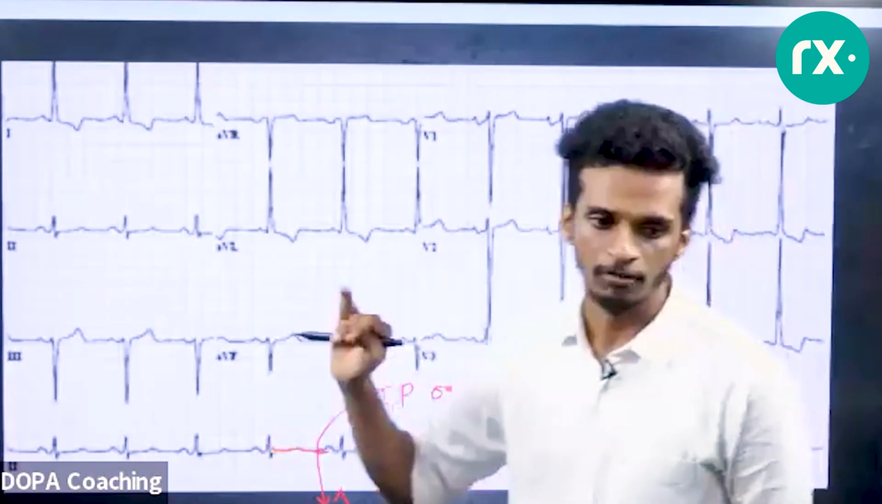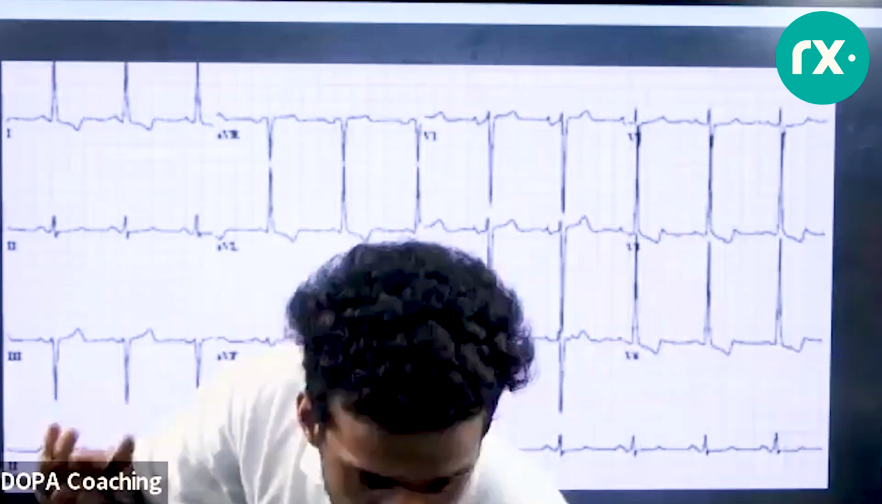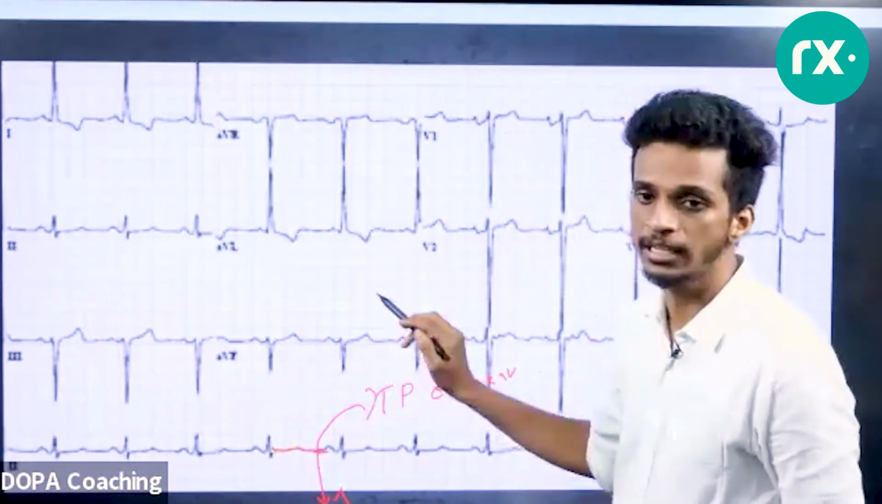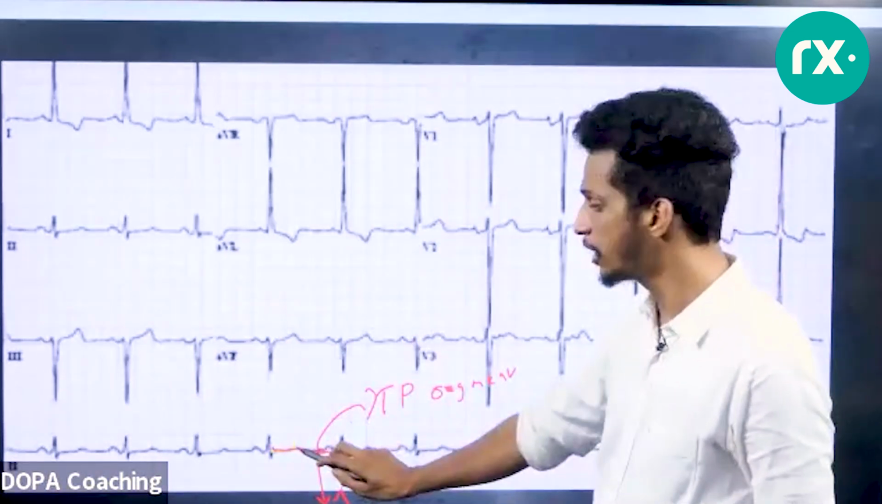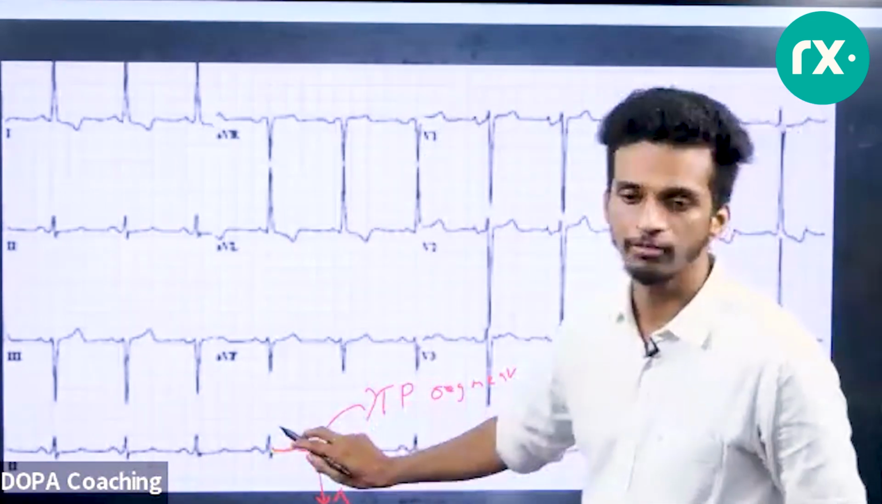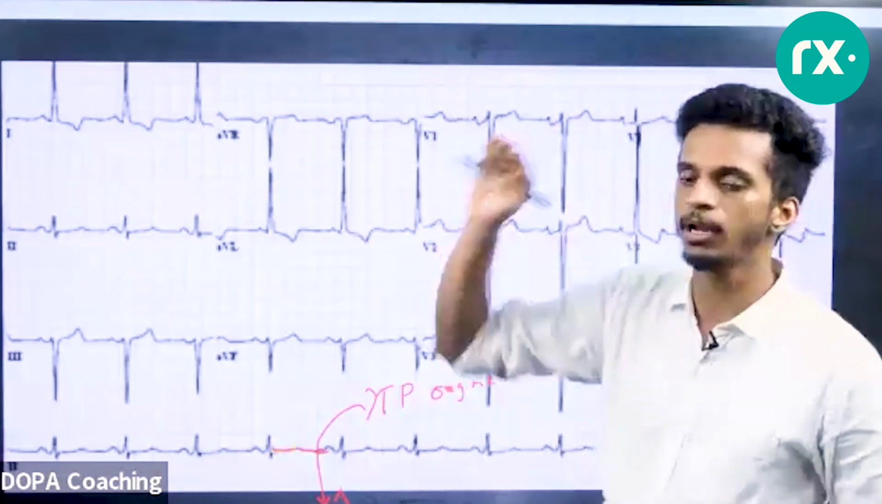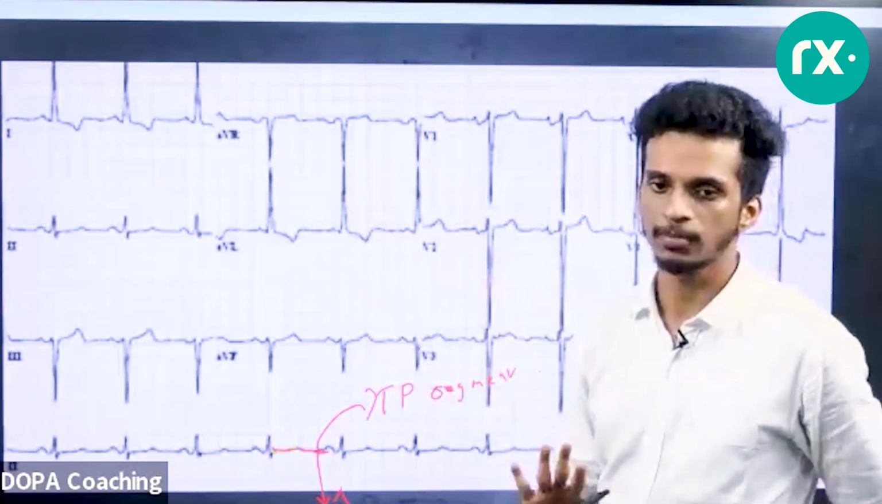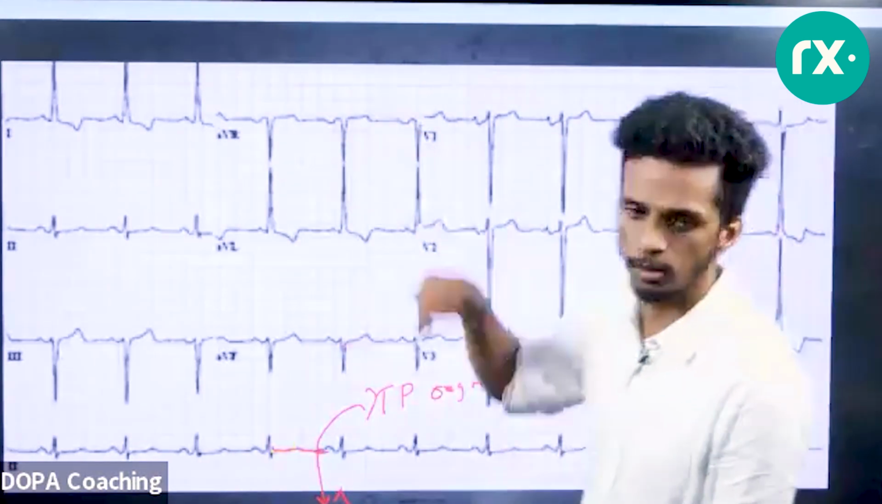Is it clear? If the ST segment is at the same level as the TP segment, then we can say that the ST segment is neither elevated nor depressed. Just like here in the rhythm strip: when we see the ST segment at the same level as the TP segment, we can say the ST segment is neither elevated nor depressed. Is it clear? Okay, now let's look at this ECG.